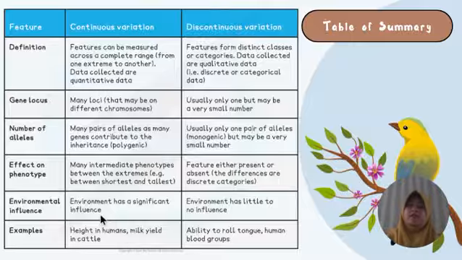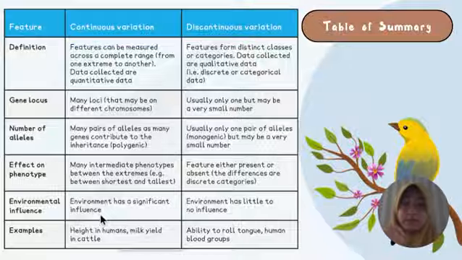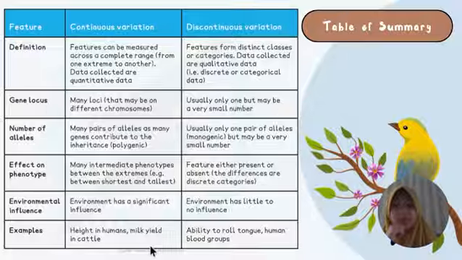Then the effect on phenotype: many intermediate phenotypes between the extremes. The example is between the shortest and tallest. And then environmental influence. The environment has a significant influence on continuous variation. The examples are height in humans and milk yield in cattle.